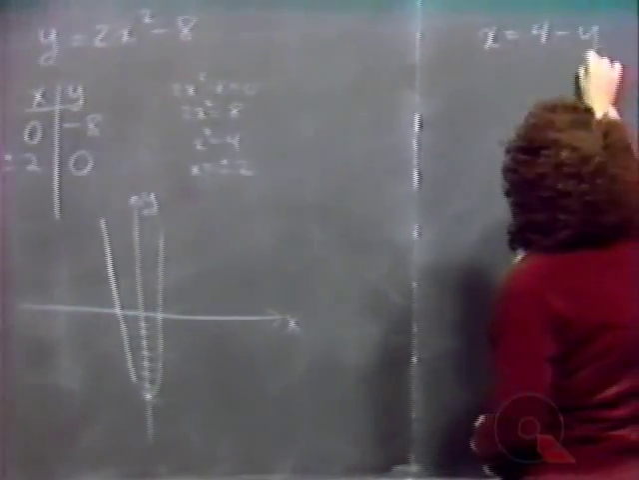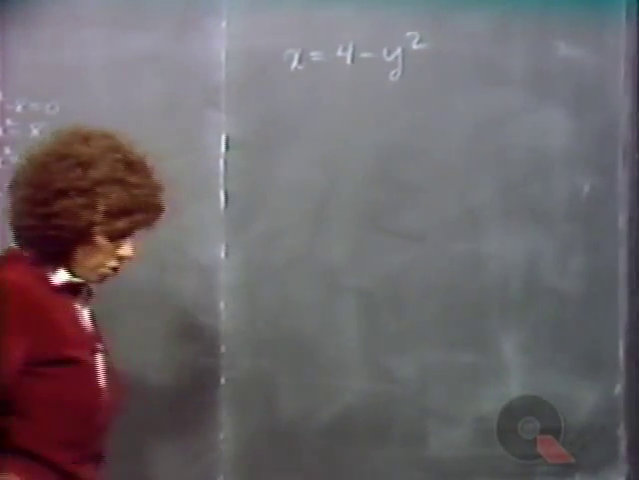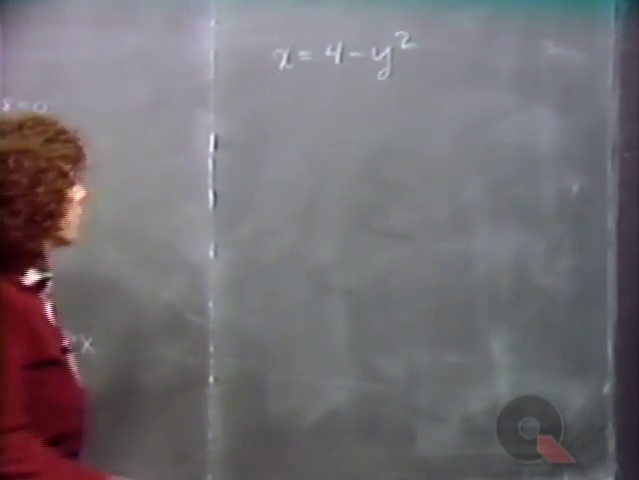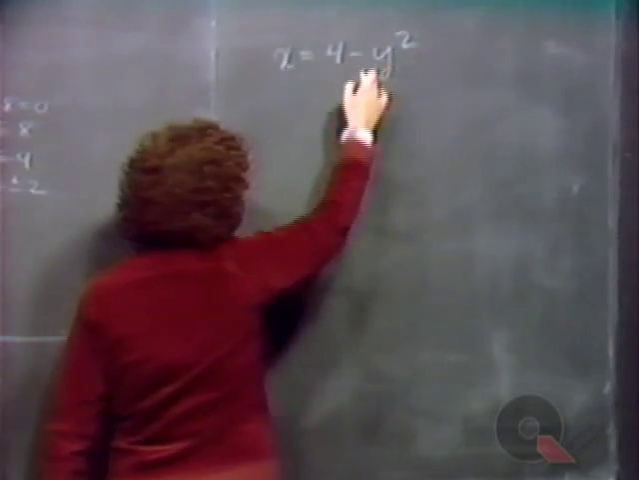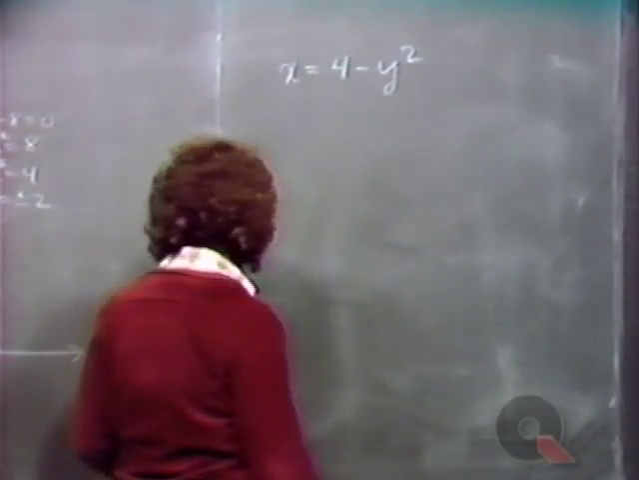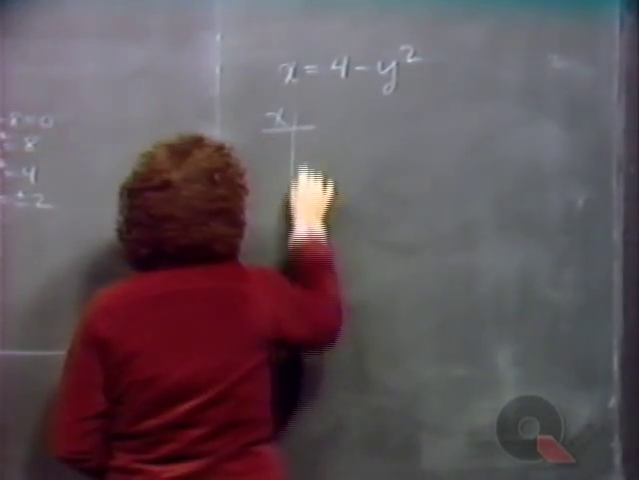x equals 4 minus y squared. Now this is of the form x equals ky squared, which means it's a parabola opening right or left. However, k is minus 1 in this case. It's basically of the form x equals minus y squared, so it will be opening to the left. Let us get some intercepts for this.